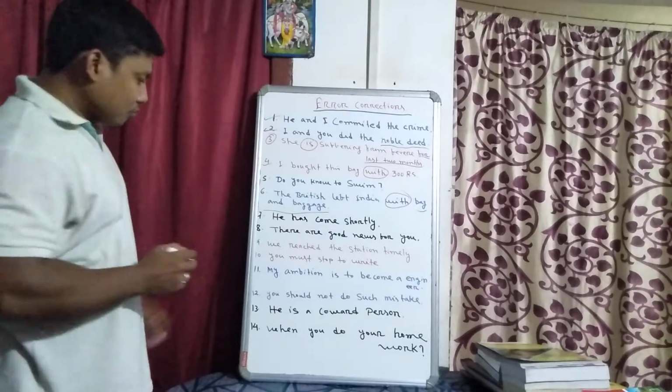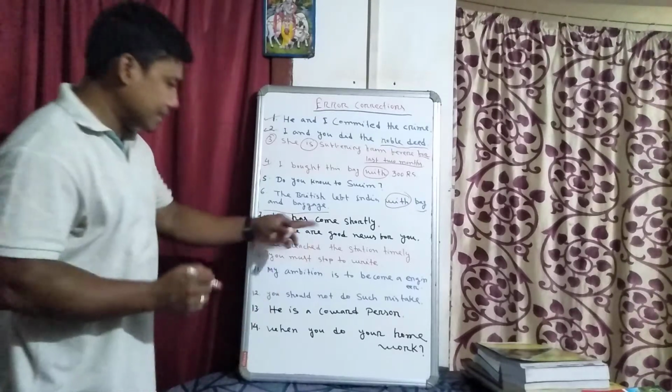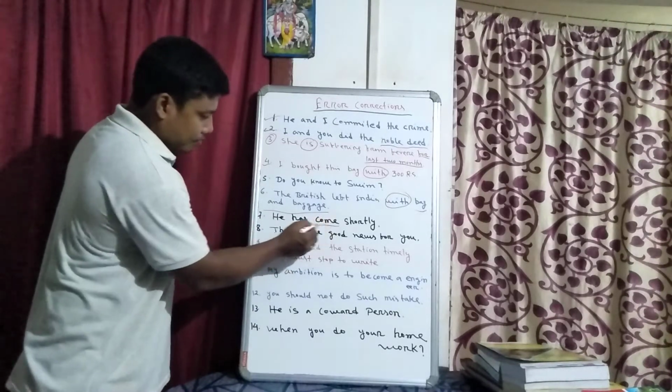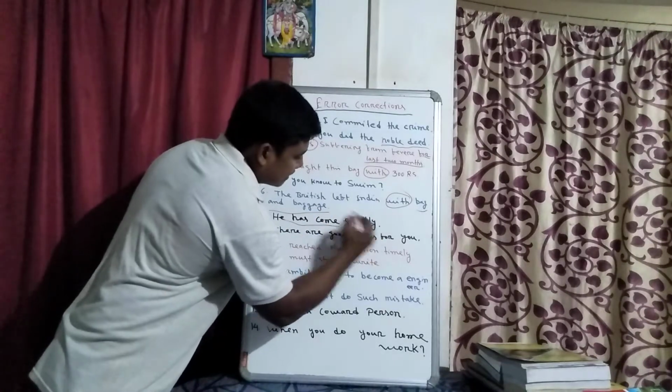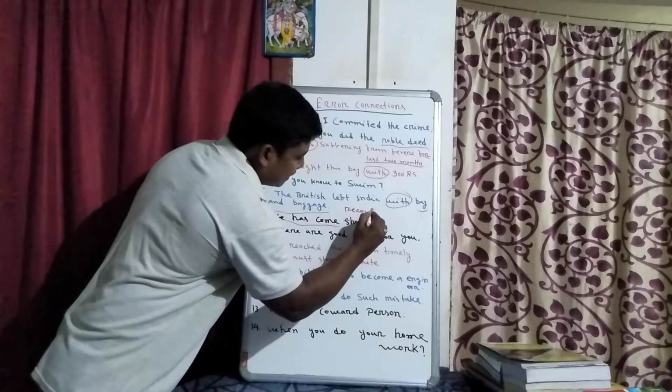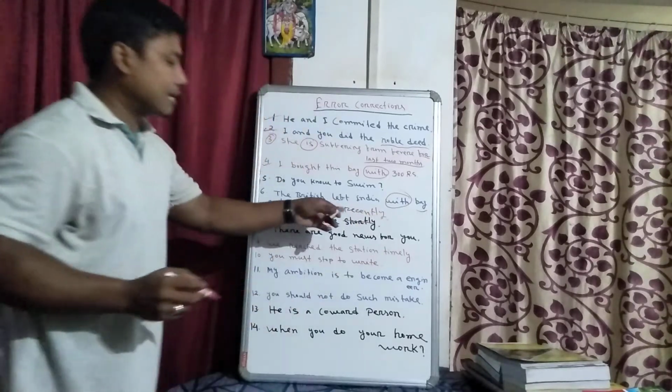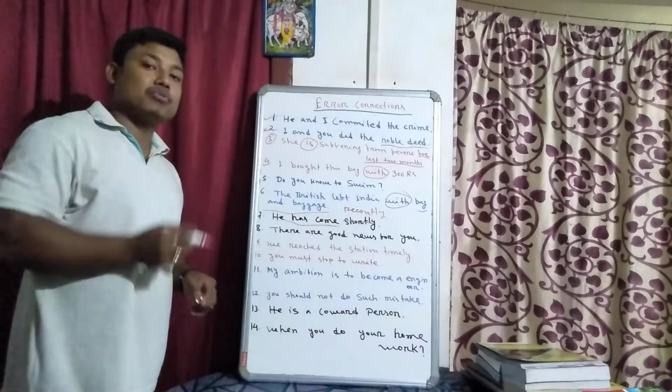Okay, and next one, he has come shortly. Has come, present perfect tense. So here instead of shortly we have to write recently, R-E-C-E-N-T-L-Y, recently. This is the time of present perfect tense, and shortly is the time of future indefinite tense.